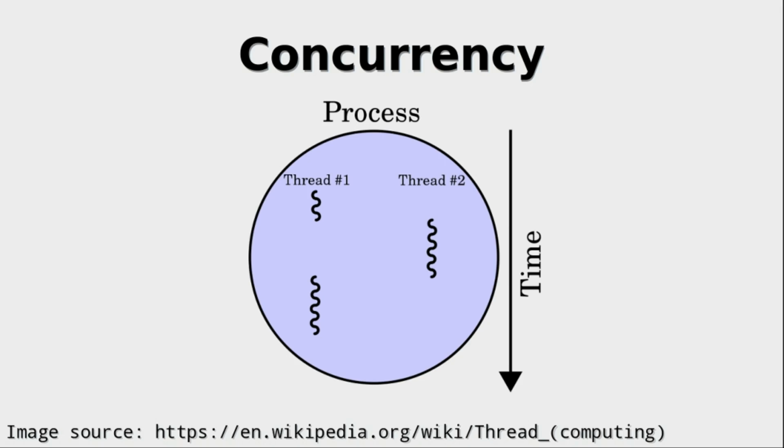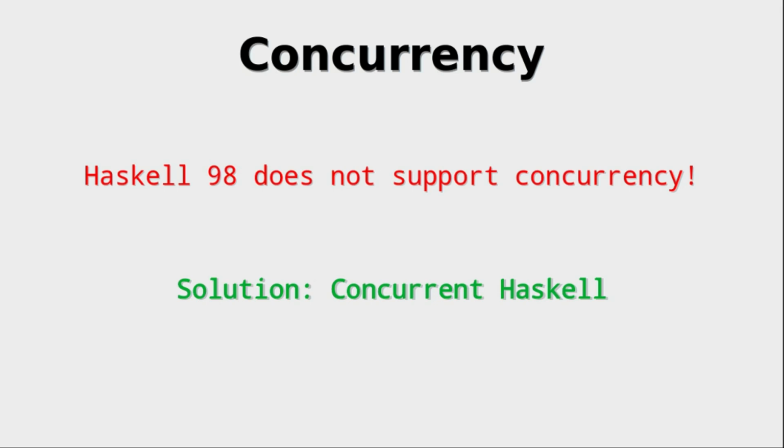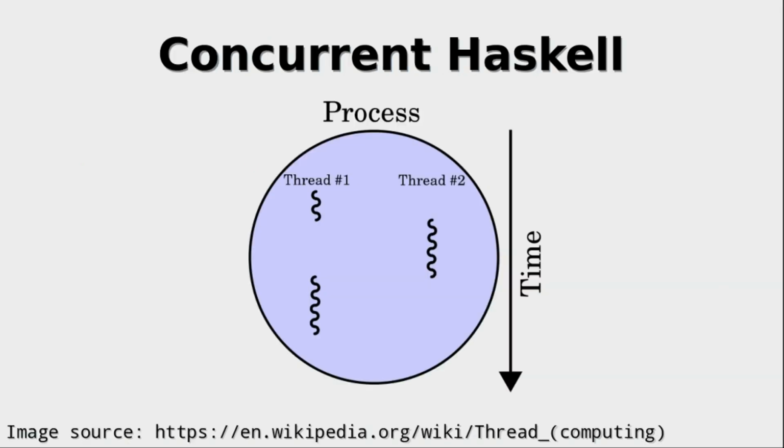When we look at a process, concurrency can be achieved by having multiple threads. Those threads have their own control flow. The problem is that Haskell 98 does not support it. The solution, of course, is Concurrent Haskell, which is a language extension that is enabled by default. So we don't need to enable anything, but just be aware that this technically is not standard Haskell.